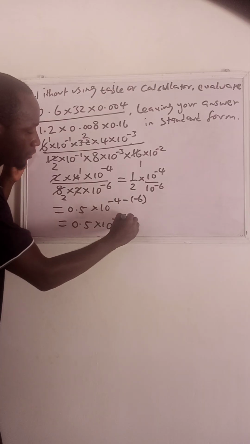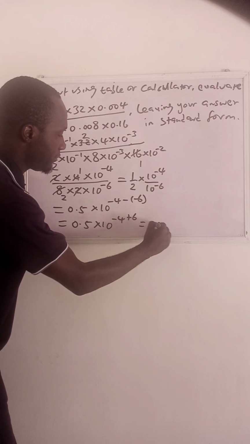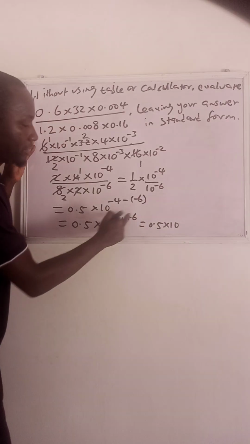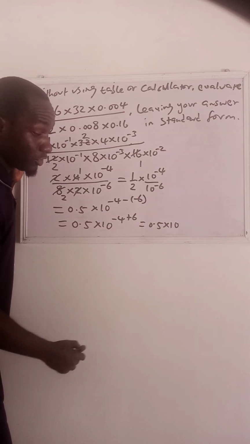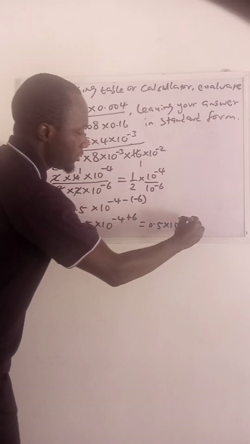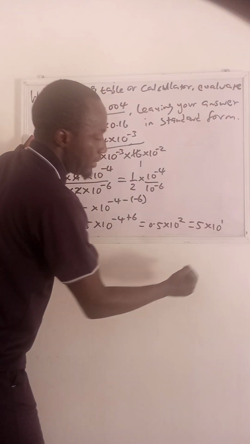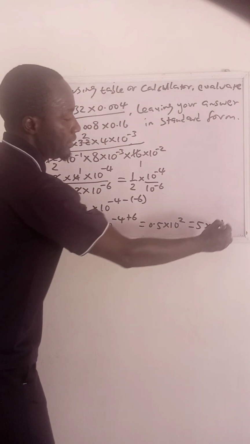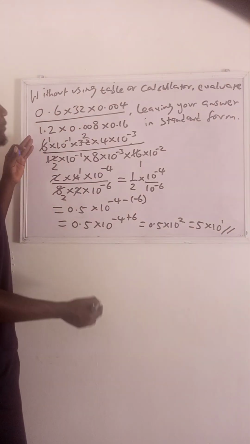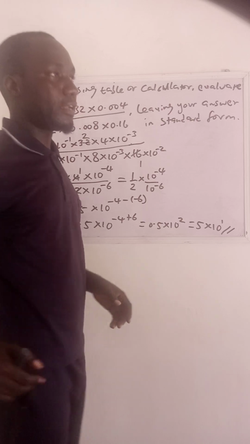Minus times minus is plus. That's 6 now. This is 0.5 times 10 raised to the power of minus 4 plus 6. Minus 4 plus 6 will give us 2. Then if you multiply this together, that is the same thing as 5 times 10 raised to the power of 1, or just 5 times 10. And this is the result to this very particular simplification. It asks us to leave it in standard form. This is the standard form of it.